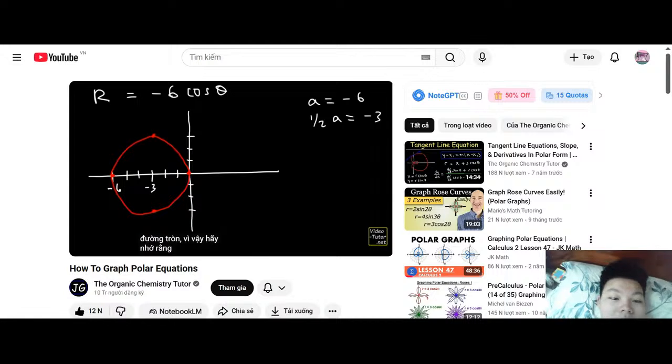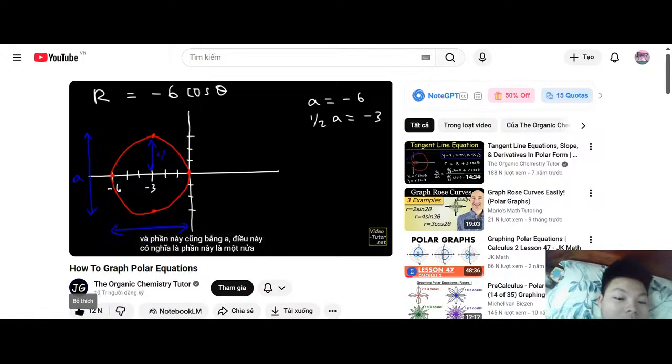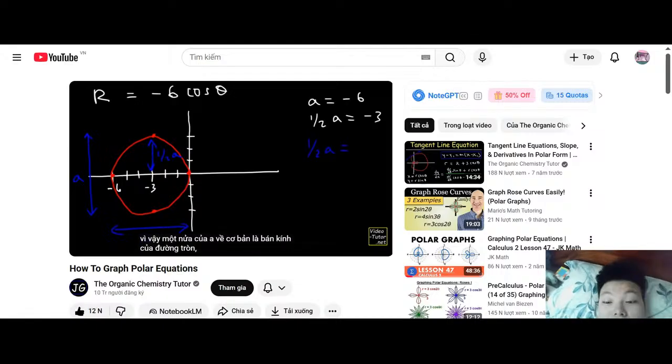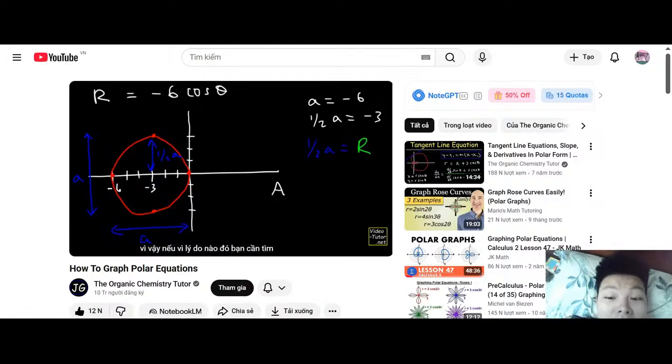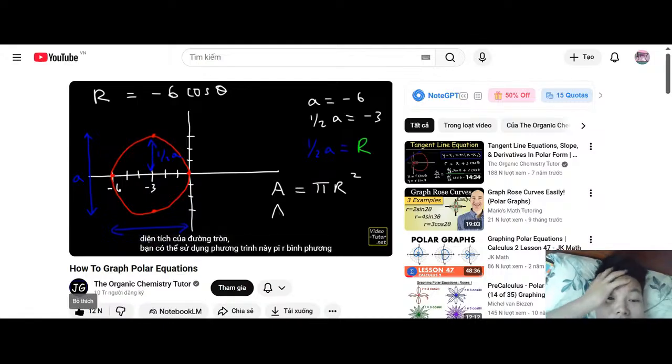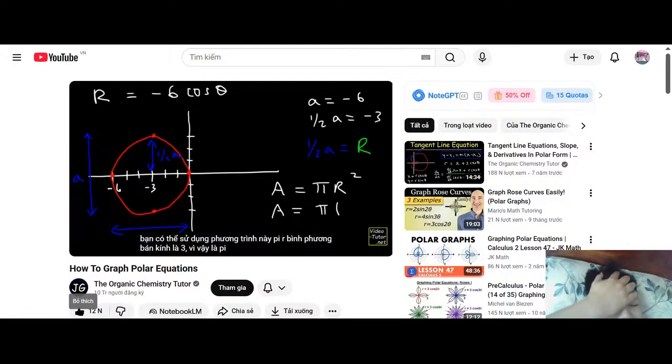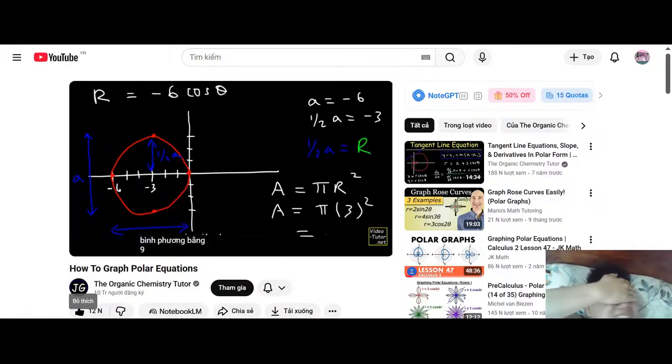So keep in mind, this is equal to A, that distance, and this is also equal to A as well, which means this part is 1/2 of A. So half of A is basically the radius of the circle. So if for some reason you need to find the area of the circle, you can use this equation, pi r squared. The radius is 3, so it's pi times 3 squared, which is 9 pi.